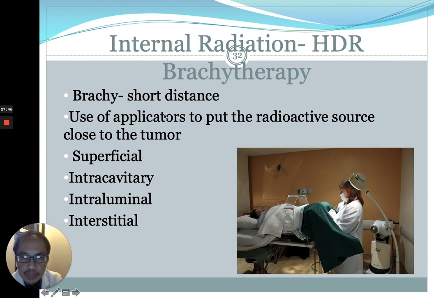So brachytherapy means from a short distance, wherein we use applicators where we place the radioactive source close to the tumor or within the tumor itself. And there are four kinds. You have superficial, wherein the tumor, for example, is in the skin. We have intracavitary, or in the cavities of the patient, such as, for example, in the cervix. We have intraluminal, wherein, for example, in the esophagus or in the lungs. And we have interstitial, wherein we have to put needles inside the patient to target the tumor.